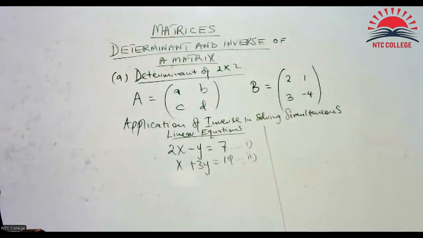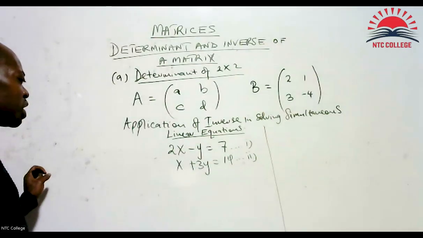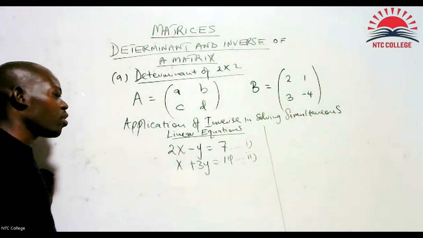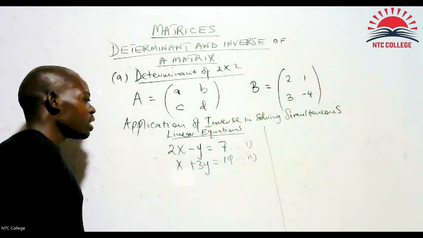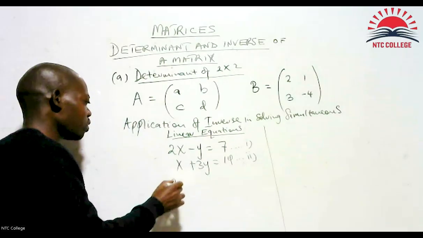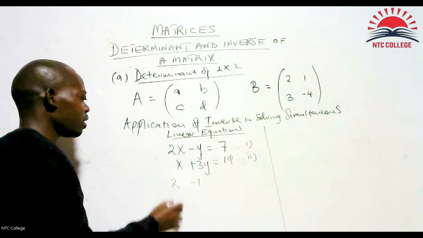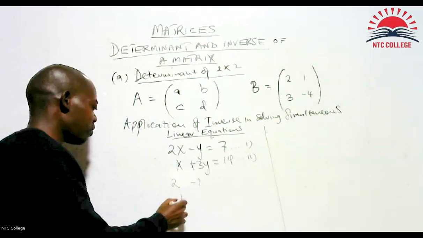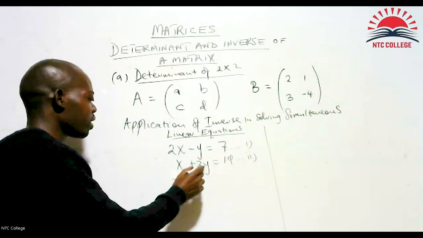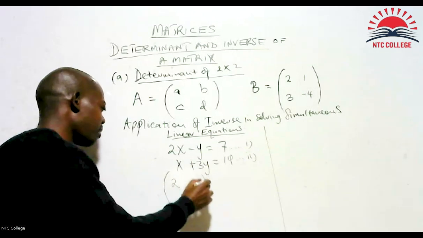Now, the first thing to do is to form the matrix out of this. The resulting matrix will be from the given coefficients. You take the coefficients of the unknowns, that is to mean 2x, the coefficient is 2, minus y, the coefficient is -1, x, the coefficient is +1, and 3y, the coefficient is +3. So this is the resulting matrix.